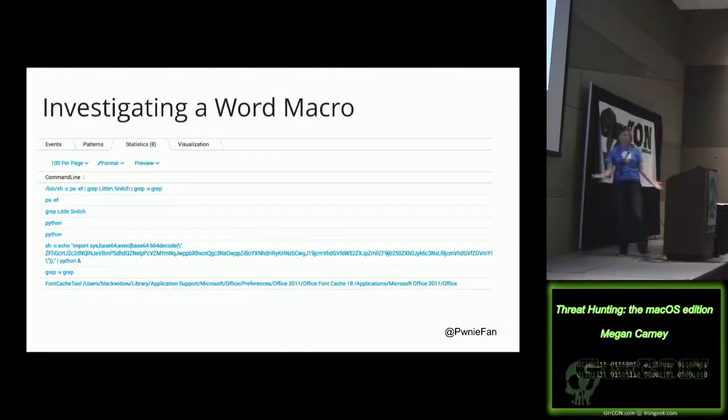But this is what we get. And it's pretty clear, right? Here are the things that Word launched that aren't Word, and you can immediately see that this probably is not a good thing.